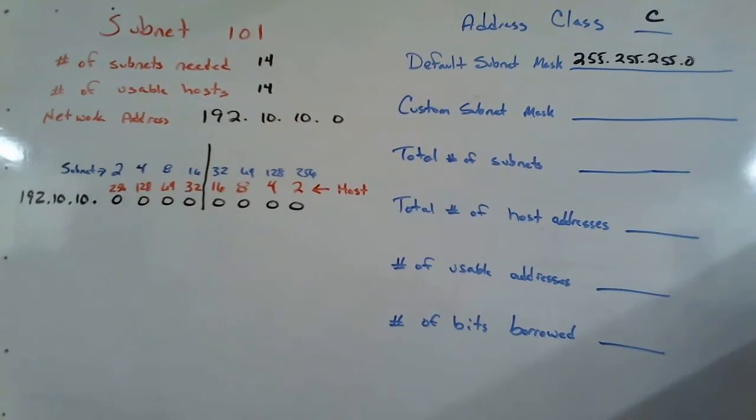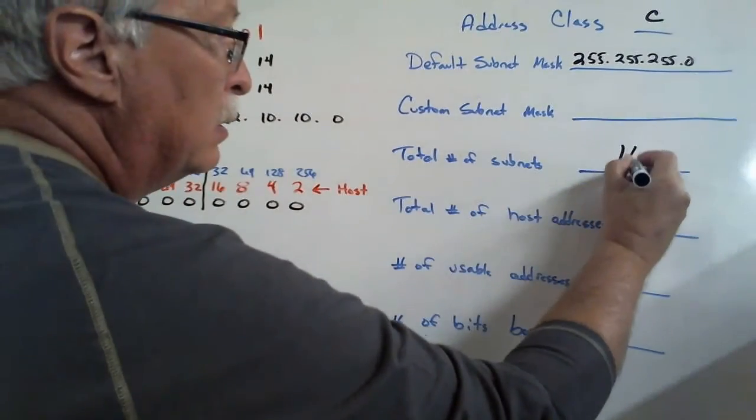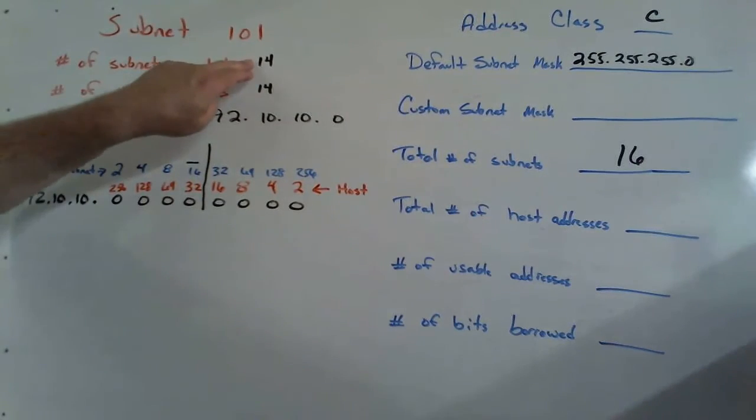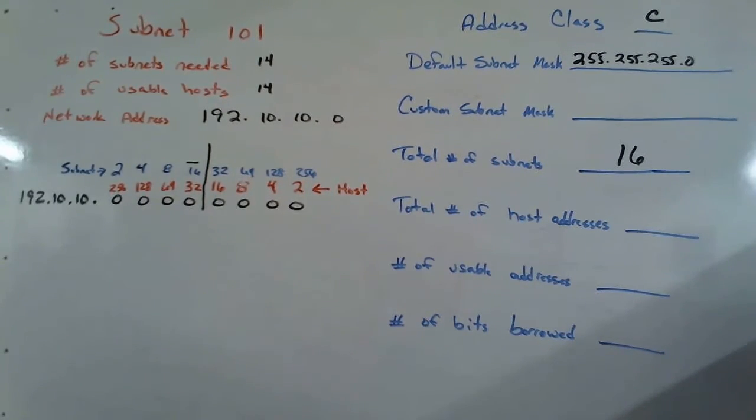So here's how we're going to do this. We're going to start answering a couple of these questions. The very first one is the total number of subnets, because you remember that is what we started as far as our problem, what we wanted to solve. So what I'm looking for is from the subnet side, because we're asked for subnets, what is the number before the line? Well, it happens to be 16. So over here on the right, total number of subnets, we have 16 of them. We need 14. That means we're going to have two, not necessarily wasted, but maybe for further growth later on.